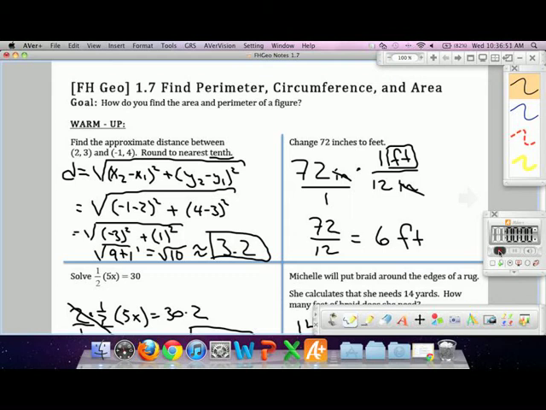Today's lesson, the last section in chapter 1, is we're going to find some pretty useful review quantities. In particular, perimeter, area, and circumference. Circumference being specific to circles. Hopefully the answers to the warm-up were on the front here. Make sure you had those copied down at some point.